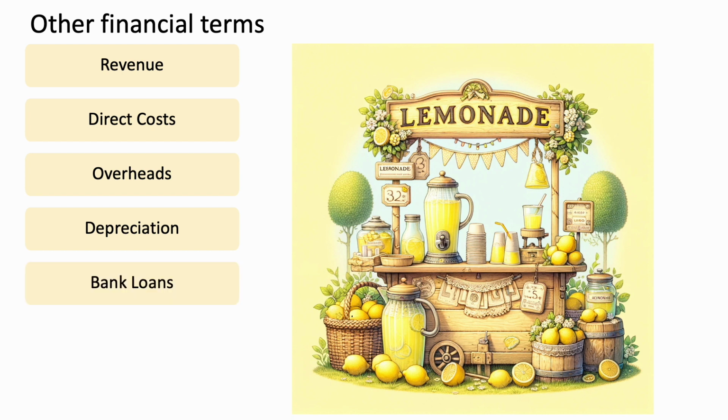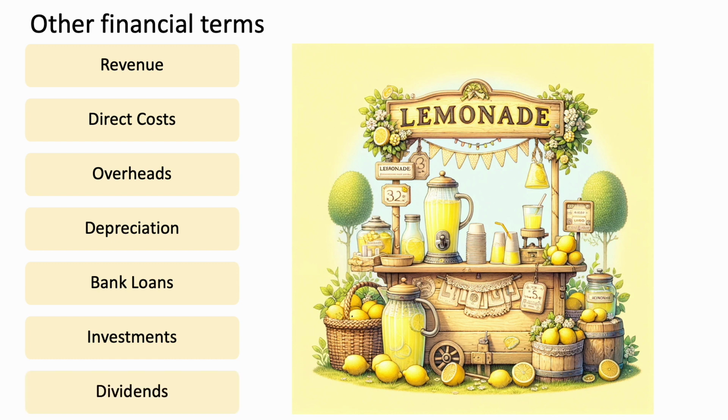5. Bank loans. Suppose you need some extra money to buy a bigger lemonade stand. You might borrow money from the bank. These loans are like a temporary allowance from the bank that you'll pay back later. 6. Investments. Think of investments as putting your lemonade stand earnings into a piggy bank. Instead of spending all your profits, you save some for future growth or emergencies. It's like making your money work for you by investing it wisely.